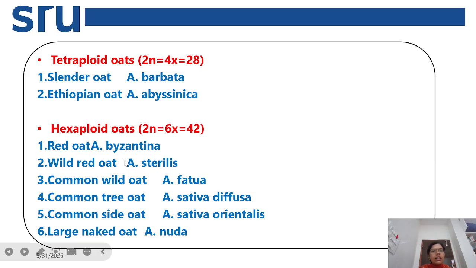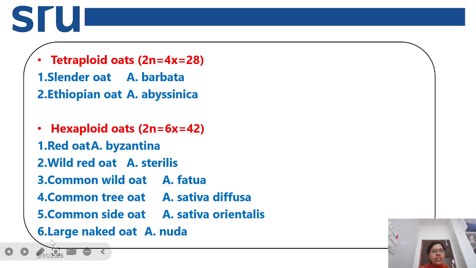And next is tetraploid oats. Here we have tetraploid oats with 2n = 4x = 28. We have two different types of tetraploid oats. First is the slender oat, Avena barbata, and next is Ethiopian oat, Avena abyssinica. And next is hexaploid oats. So here we have the chromosome number 2n = 6x = 42.